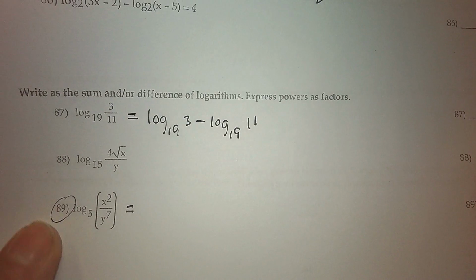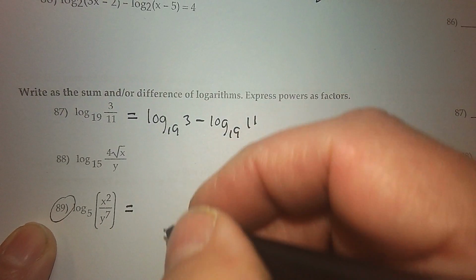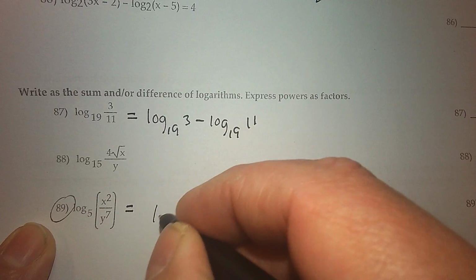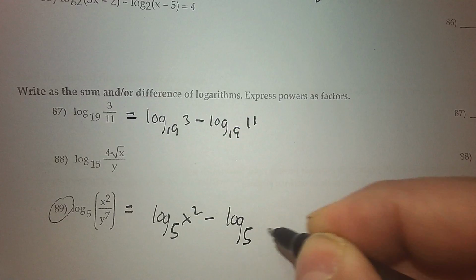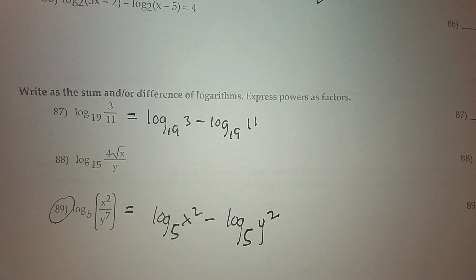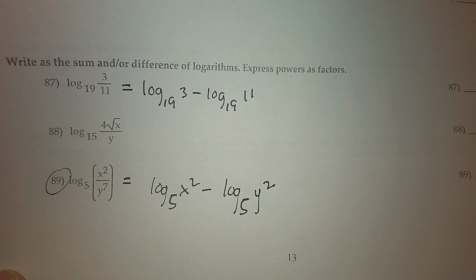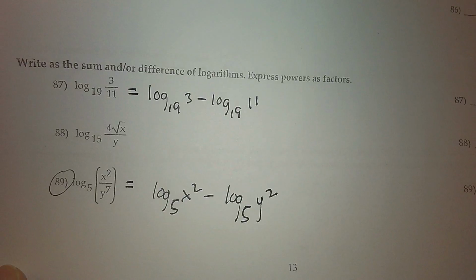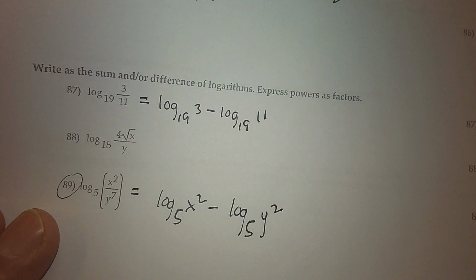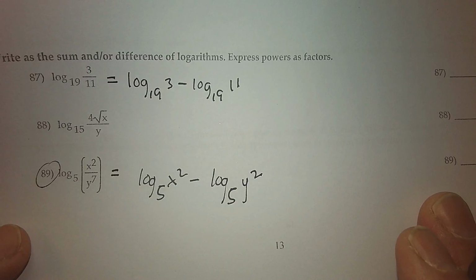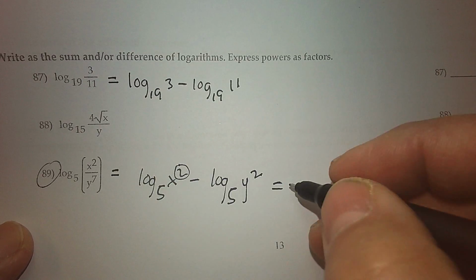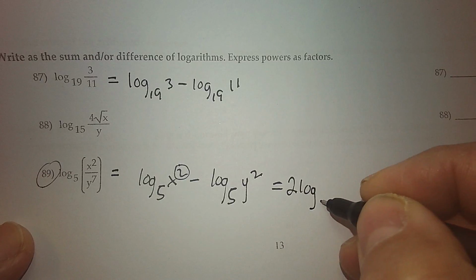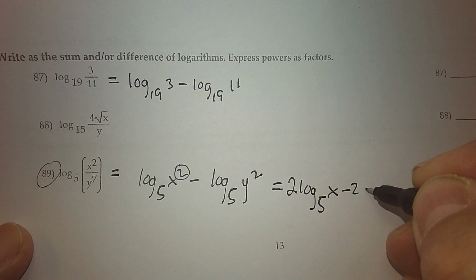Number 89 again. How do I expand this? Well, when I see dividing, what do I do? And make sure you write the same logarithm and put a subtract sign in the middle. So x squared and y to the 7th, we're subtracting using the same logarithm base. Next, what law do I use when there's an exponent inside? Where does that go? In front as a product, right? Multiplying, and it's done.